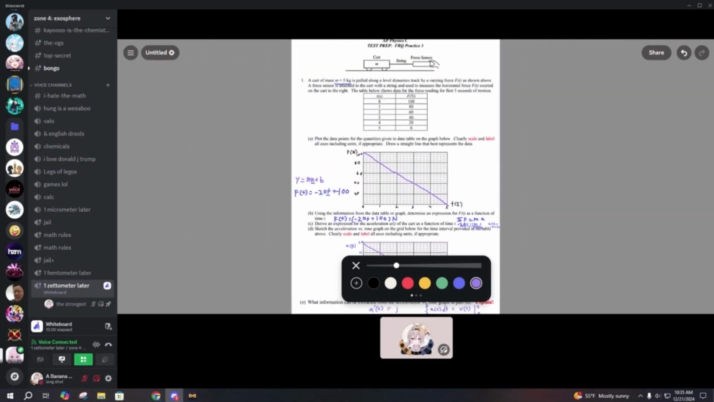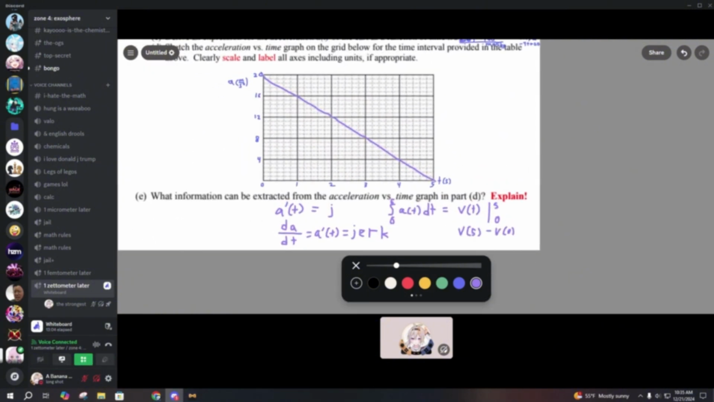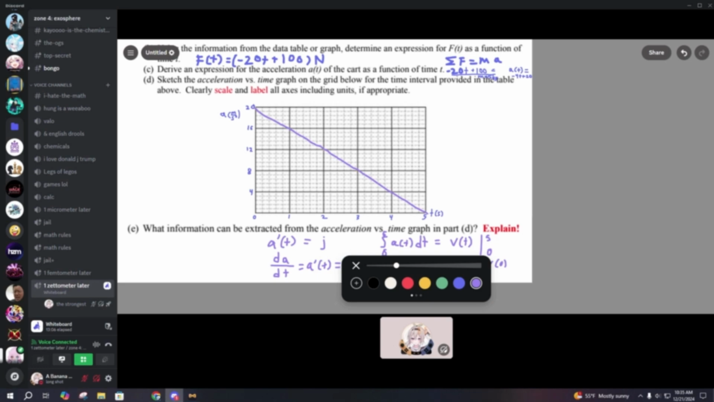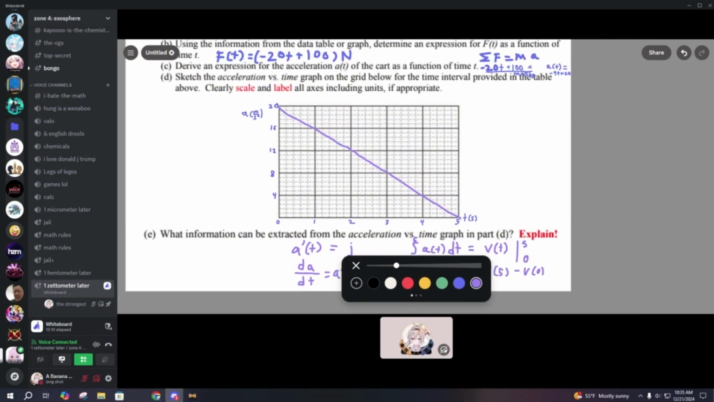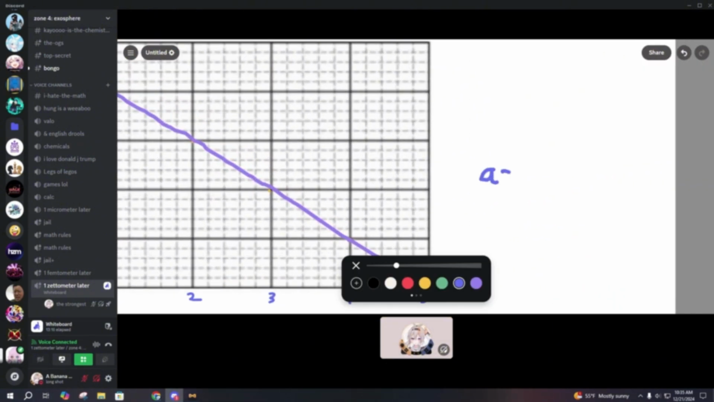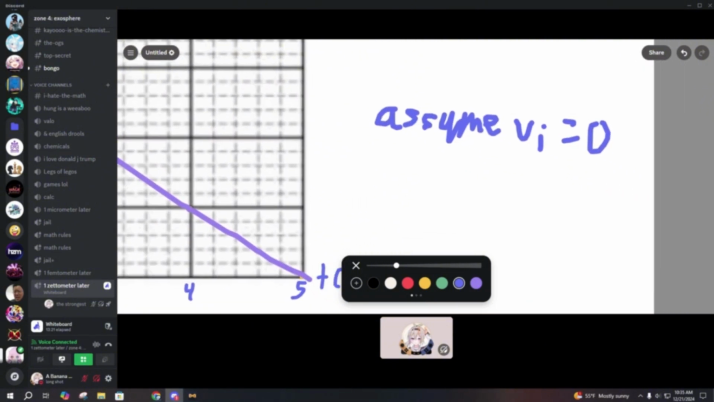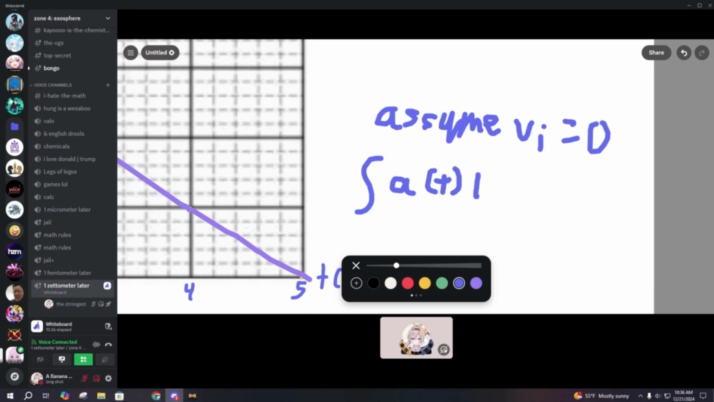Since I don't see an initial speed, I believe you'd have to assume it to be 0 if you wanted velocity as a function of time. Otherwise, you would not be able to find that. But just for the sake of derivation, if I were to assume vi is equal to 0, then I could find velocity as a function of time too, by integrating a dt, and that gets me v of t. So let's do that.